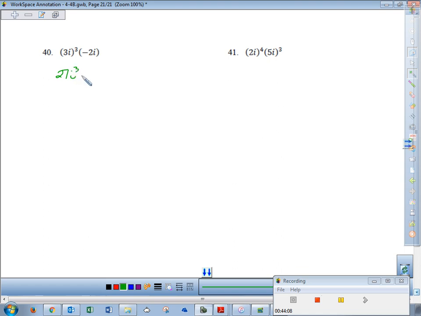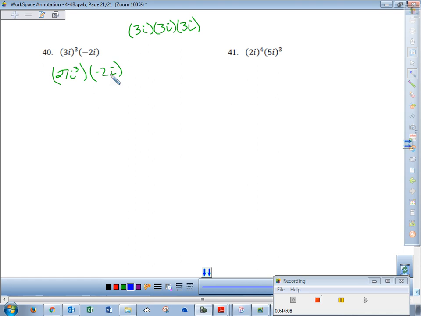Let me slow down for you. I took 3i and cubed it. Basically did this: 3i times 3i times 3i. Isn't that what cubing something means? Take it times itself 3 times in a row. Well, 3 times 3 times 3 is 27, and i times i times i is i cubed, right? Then I need to still bring down the -2i. I haven't changed him yet. This guy came along for the ride.